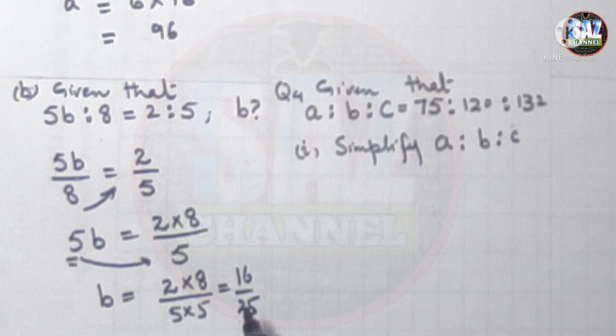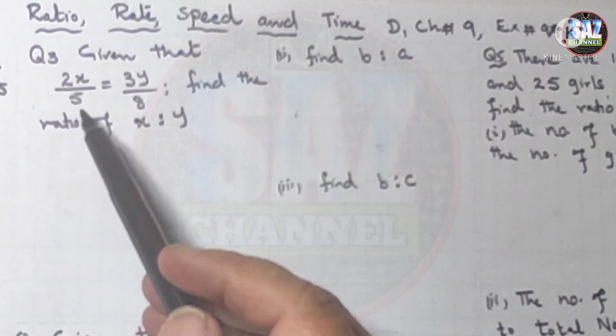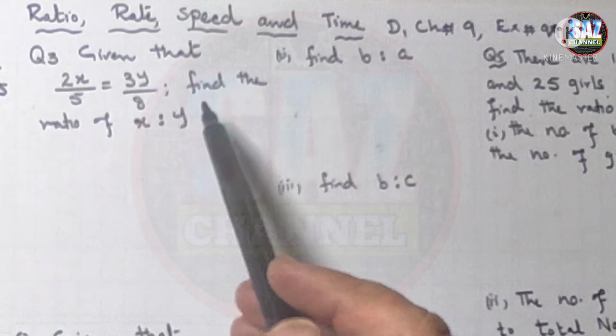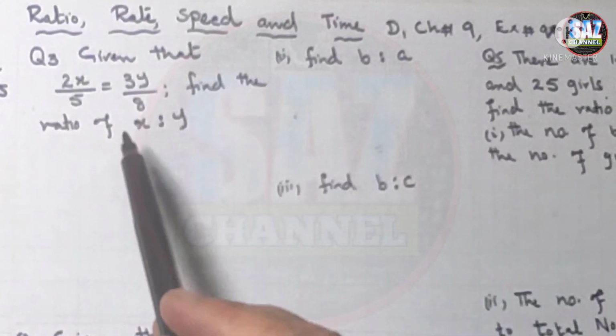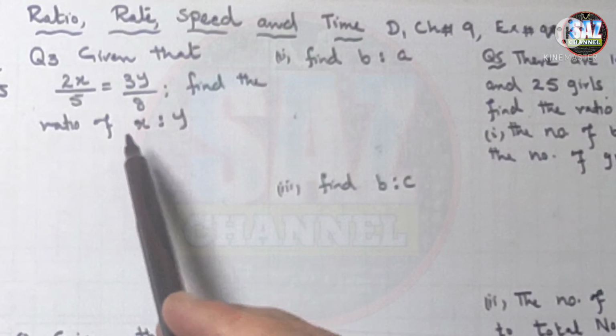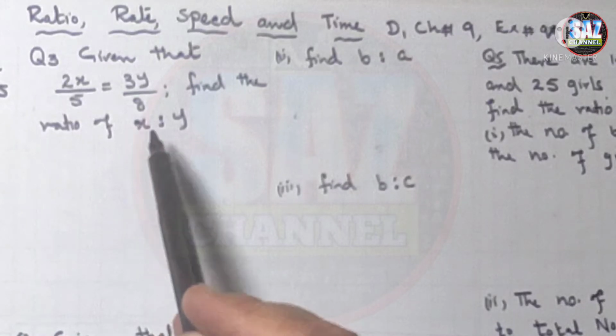And let's move to question number 3. Question 3 says that it's given that 2x by 5 equals 3y by 8. Find the ratio of x ratio y. Okay, here the question is not asking us to find the value of x or y. We have to find the answer for the expression x ratio y.